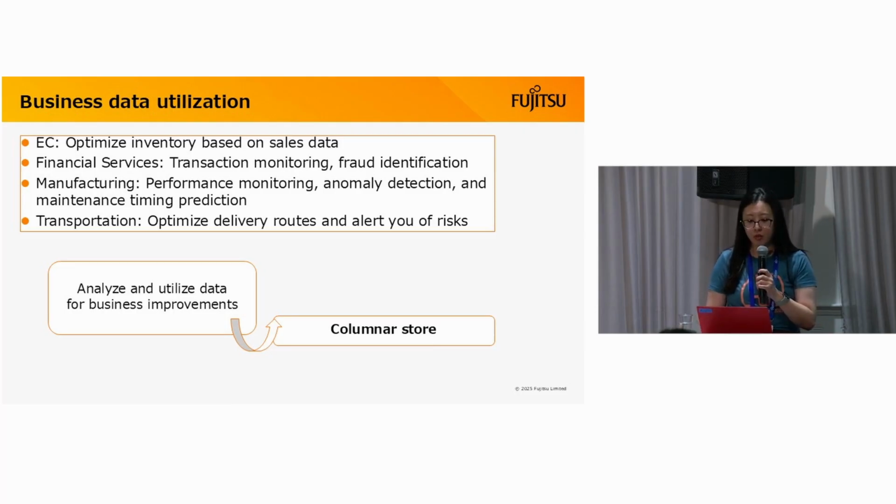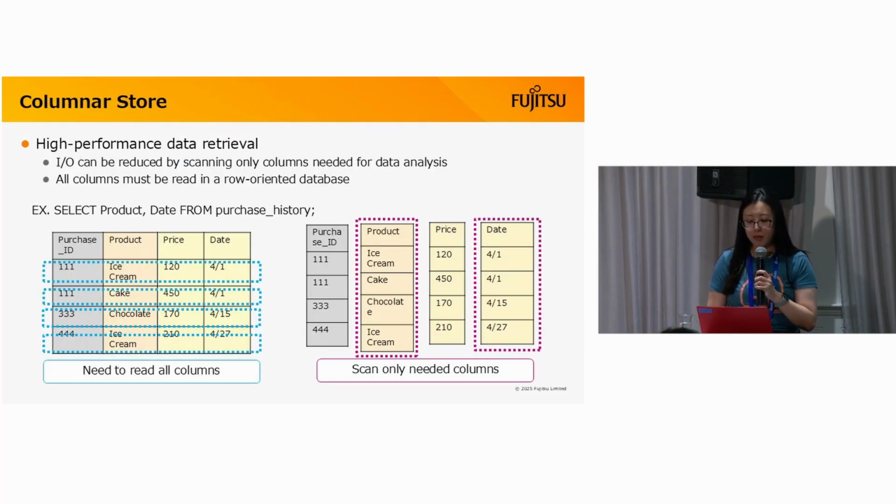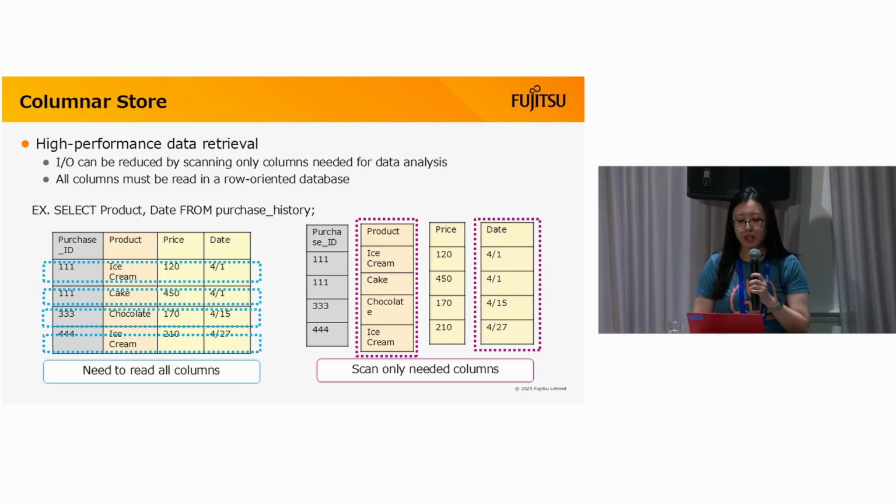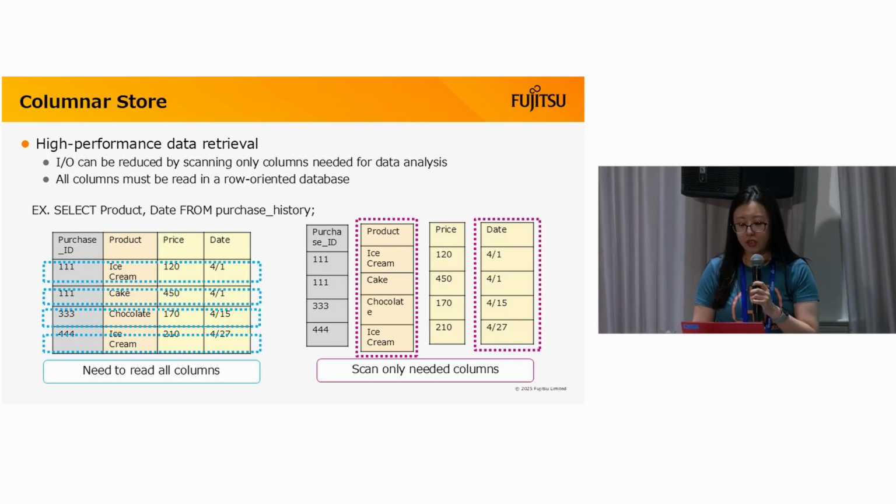This slide shows the typical features of the columnar store. The key feature of the columnar store is its fast search performance. In the case of the columnar store, you can scan only the data stored in the specific columns needed for data utilization. This reduces the cost of I/O and speeds up searches.